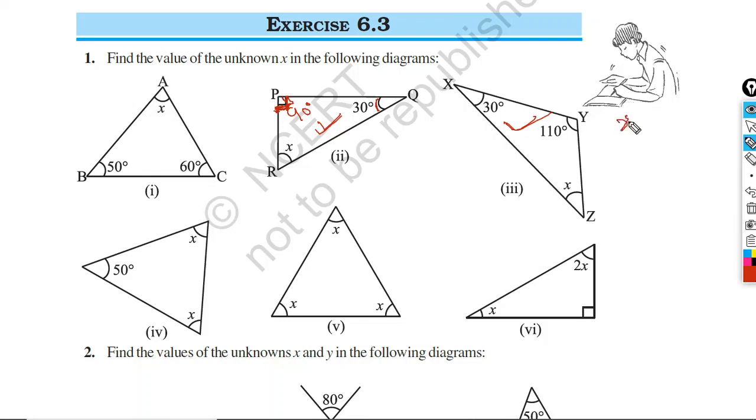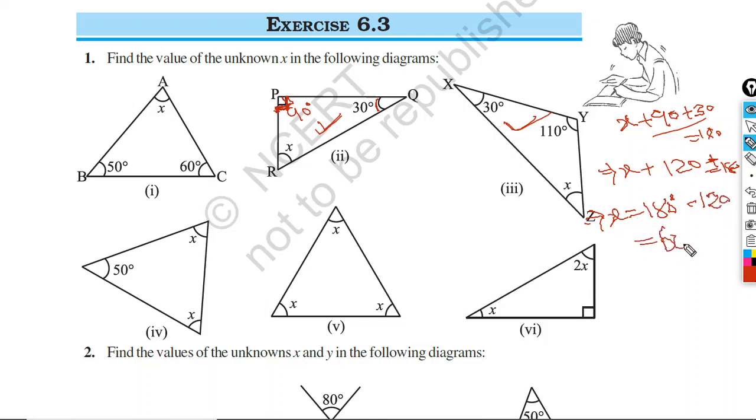Therefore you can write x plus 90 plus 30 is equal to 180 degree, implies x plus 90 plus 30 is equal to 120, sorry, equal to 180, implies x equal to 180 minus 120, which will be equal to 60 degree. So x equal to 60 degree. Here we got x equal to 60 degree. Well, similarly we will try another one.